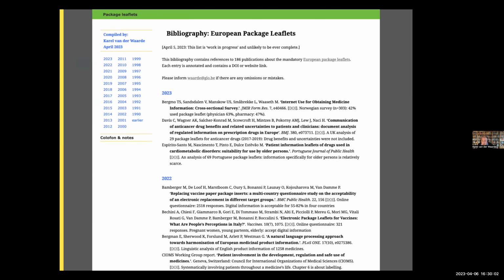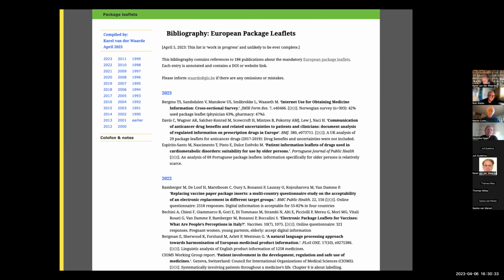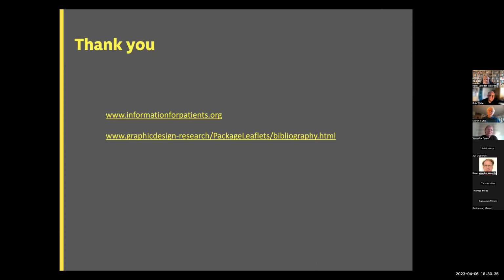But one of the things that I'm doing at the moment is making a bibliography of the European package leaflets. There are about 400 articles in total that have been published since 1992. And I'm just reading them, collecting them, putting them on a website to make sure that all the information is available. And the nasty thing is that I have not found a single article out of 400 that's positive about package leaflets in Europe. Not a single one. So that needs to change. Thanks very much.